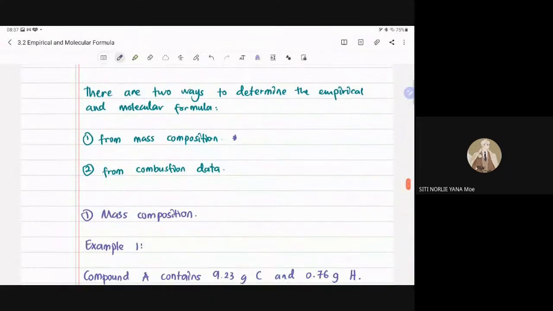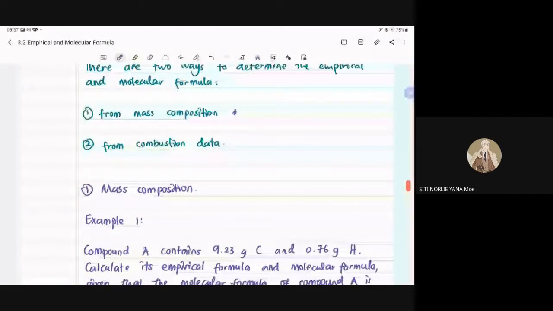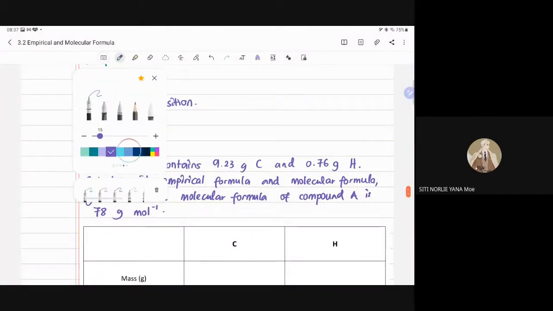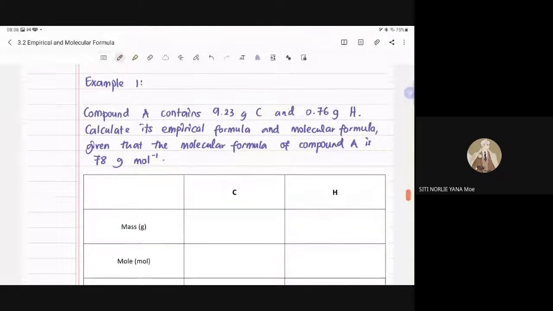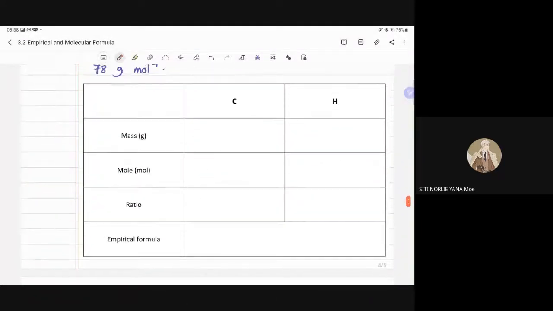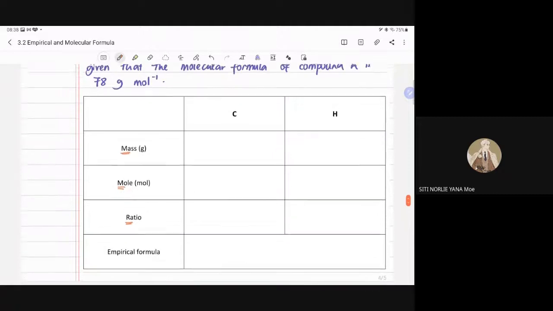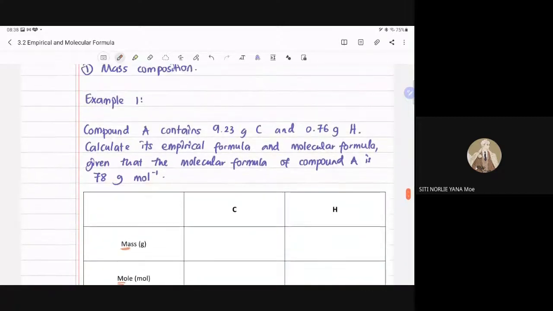So, by mass composition, we proceed directly with an example, it will be easier to see. In this kind of question, we will make a table. We call this table the Mamora table. Why Mamora? Mass Mole Ratio, Mamora table. We will make it in a table like this, and then we look at what the question is.